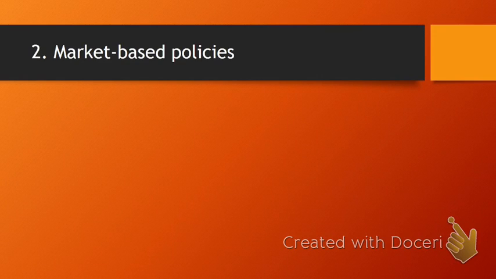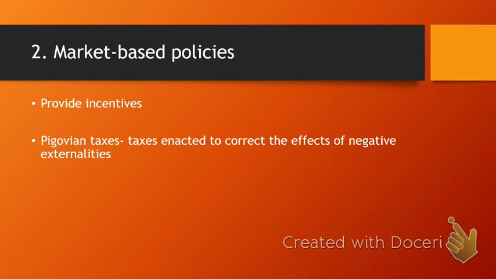Okay, a second kind of policy is a market-based policy. These are incentives. Market-based policies are incentives for a company to, say, pollute less. An example would be Pigovian taxes. Pigovian taxes are enacted to correct the effects of negative externalities. So if you do not exceed certain pollution levels, you don't have to pay a Pigovian tax, right? If you do, you have to pay the tax. So there's a monetary incentive not to create as much of a negative externality. Pigovian taxes are an example of an incentive that they can use.